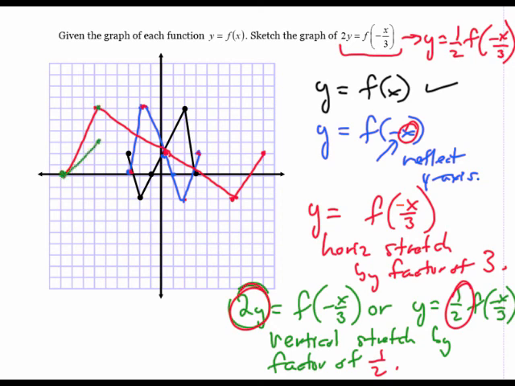So the graph goes like that. Y value of 2 is a y value of 1. Y value of 0 is a y value of 0 after it's halved. Y value of negative 2, half of that is negative 1. And a y value of 2 halved is positive 1. And there's my final graph in green.